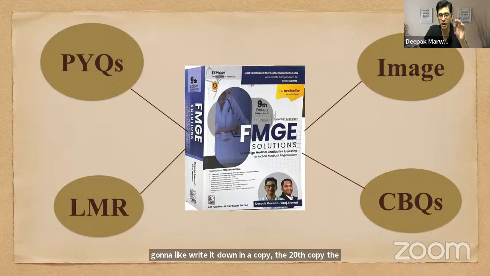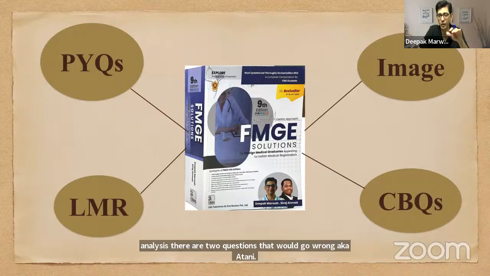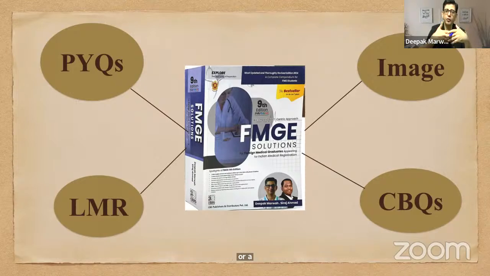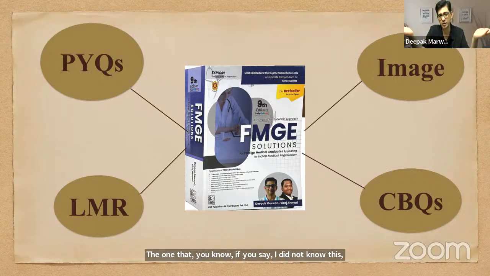Suppose I am revising 20 questions from the GT today. That is what I'm trying to say, man. How to do a proper test analysis. There are two questions that would go wrong. एक है आता नहीं है और एक है कि आता हुआ गलत हो गया. The one that, if you say I did not know this, that's perfectly okay. Medical science is so vast. Even today, I don't know so many topics, so many questions of mine go wrong. I'll not bother about that.